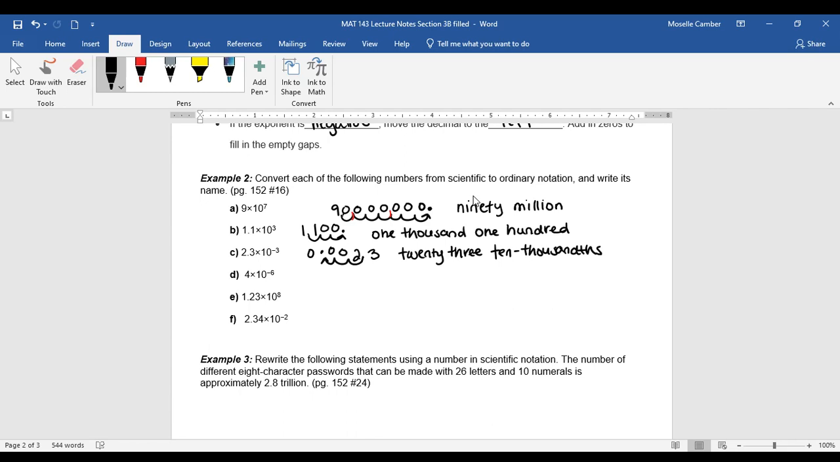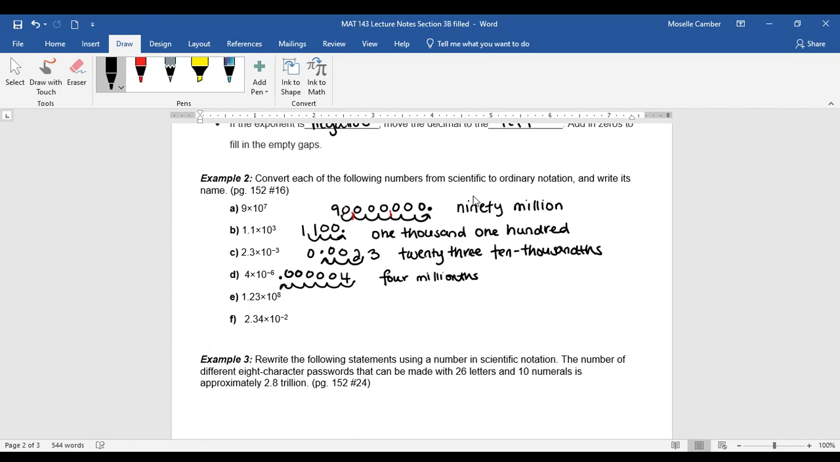Okay, 4 times 10 to the negative 6. Again, it's negative, so we're going to go left. So we start with the 4. Decimal point is after it, so I'm going to go left 6. 1, 2, 3, 4, 5, 6. Fill in the zeros. So this is 4. See 10, 100, 1,000, 10,000, 100,000, million. So this would be 4 millionths.